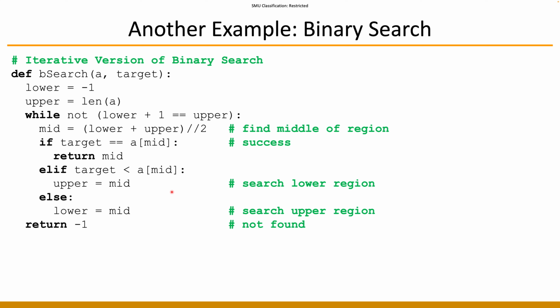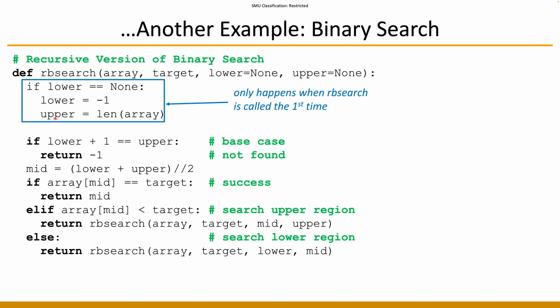So this is the iterative version of the binary search. You repeatedly reduce the valid search region from the whole array to either the lower or the upper half, from the midpoint to either the lower index or the upper index, right? So this is a perfect case where we can adopt a very similar recursive design. Over here, you can see the code for the recursive version of the binary search.